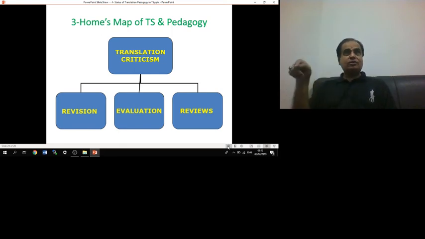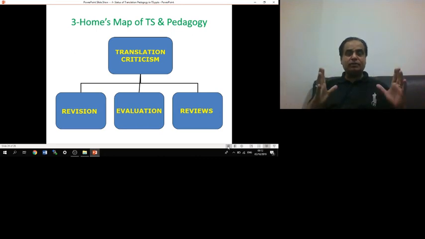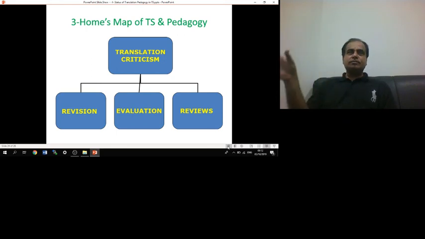Go back to revision, evaluation, revision in the sentence structure, because there are a lot of grammatical mistakes and so on. So what is this? Evaluation. So here is the evaluation. As for the reviews are concerned, reviews are those writings which are usually published in newspapers or magazines about certain books. A book is published, a translated book is published, and experts and scholars, literary persons, write reviews on the translation. This is very similar to the reviews on the original books.